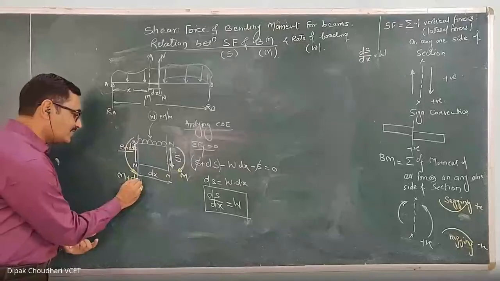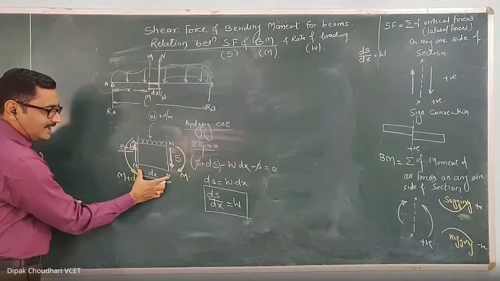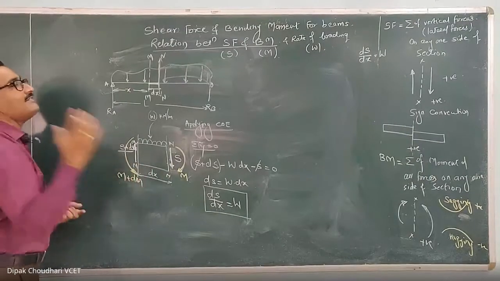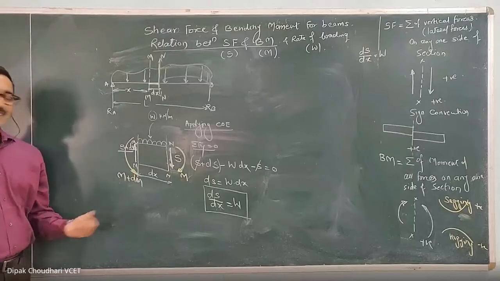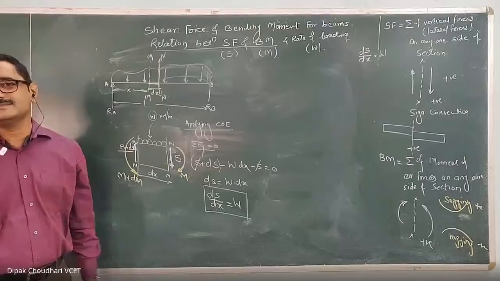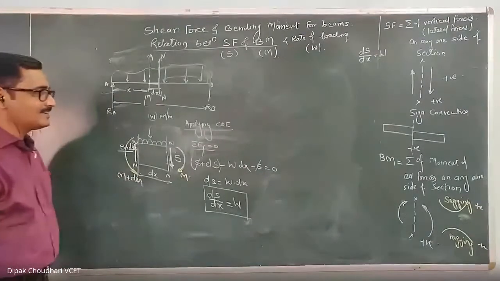dm is what? It is the increment. यहाँ पे मोमेंट m है और इतने पार्ट में, इतने लेंथ में वो बेंडिंग मोमेंट में इंक्रीमेंट हो गया. कितना इंक्रीमेंट हो गया? I consider it as a dm. So dm is the increment in the bending moment over the length of dx. Understood? Okay, so it is m plus dm.